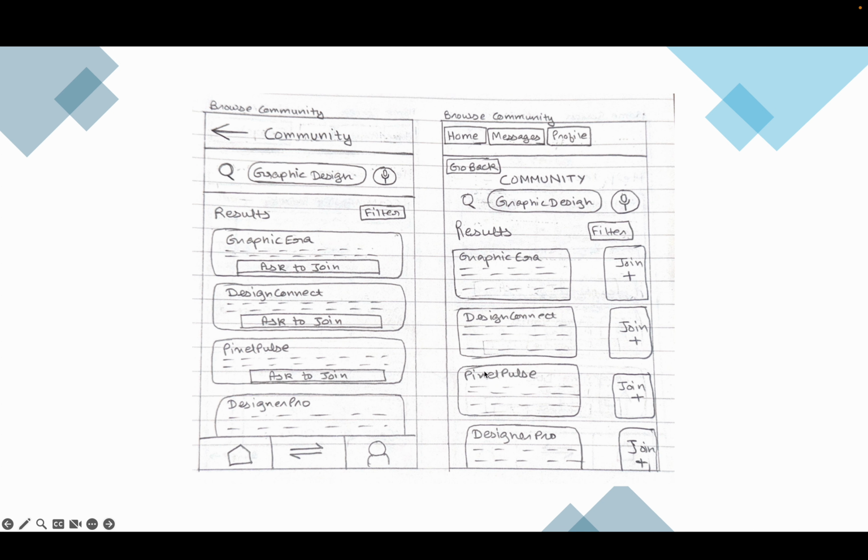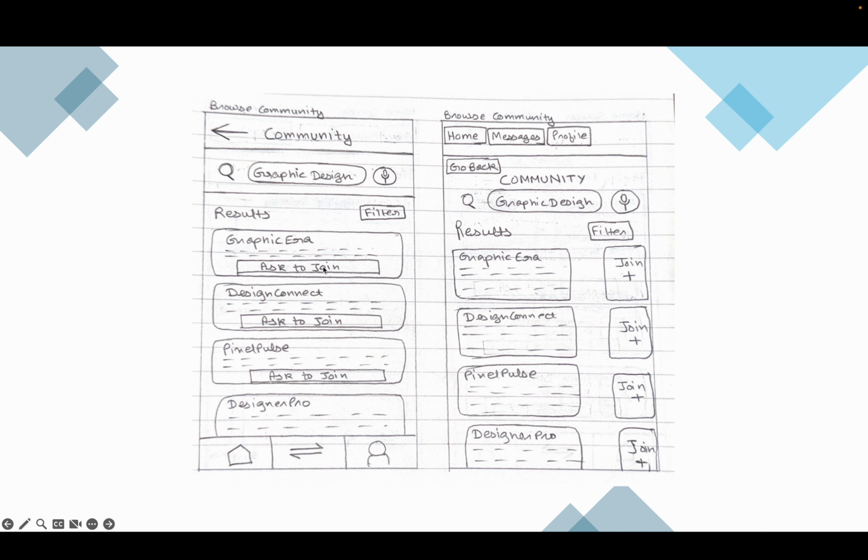Moving on to the browse community screen, in the first browse community UI, the navigation bar is again positioned at the bottom, providing easy access to home, messages, and profile, which is ergonomically efficient and allows users to quickly switch between key sections with minimal hand movement. This layout includes a search bar and filter option at the top, followed by results with an ask to join option for each community, ensuring a straightforward browsing experience.